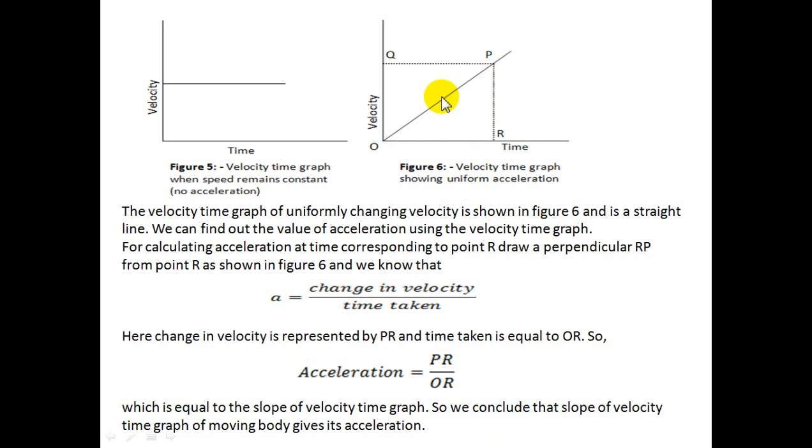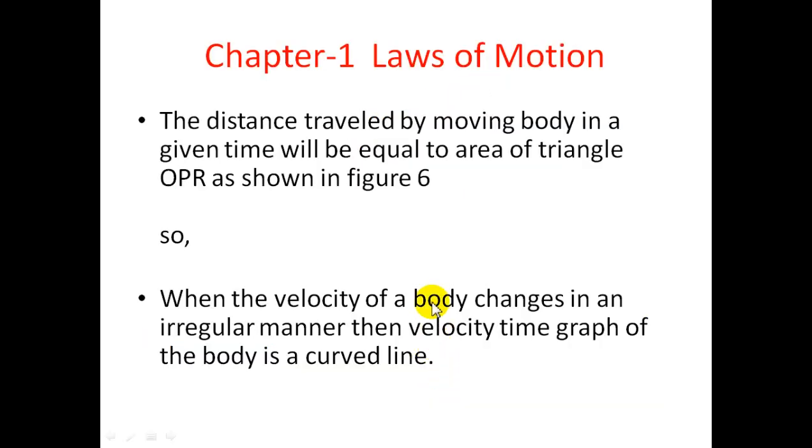If you remember the Pythagoras theorem, which you might have studied, we can calculate this now, because we have a value of PR and a value of OR. This is the acceleration line, so this slope is representing acceleration. The distance traveled by the moving body in a given time will be equal to the area of the triangle OPR, as shown in the figure. The distance traveled by the moving body in a given time is the displacement.